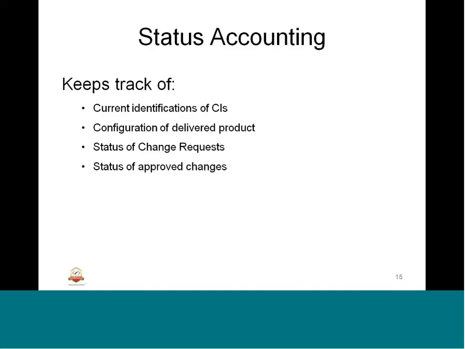Next is the status accounting. So what we do with the status accounting is that we keep track of the current identification of CIs, configuration of the delivered product, status of change requests, status of approved changes. All this will be reported in a report format. That is what we do with the status accounting. Basically, there is a frequency like bi-weekly or weekly or monthly. Depending on the project nature and the size and other aspects, we are going to do the status accounting accordingly.